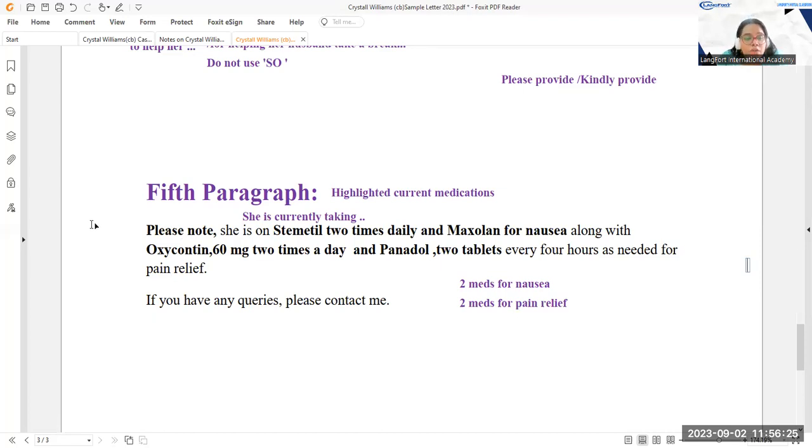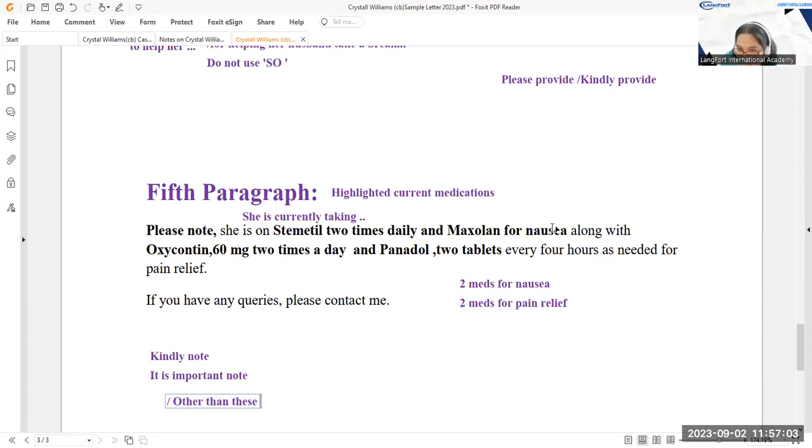Please note. Instead of "please note", you can use "it is important to note", "kindly note", anything is fine. Adding these extra details here, it's up to you what you want to write, which suits your style of writing. Or you're like, ma'am, I don't want to use "it is important to note", I just don't like using it. I want to write it in some other way. So you can write it some other way. You can also use "other than these". Additionally, I've already used that, that's why I use "other than these". She is currently taking 1 and 2 for nausea, along with 3 and 4 for pain relief.